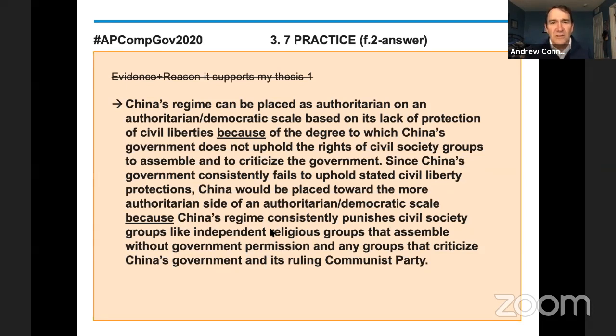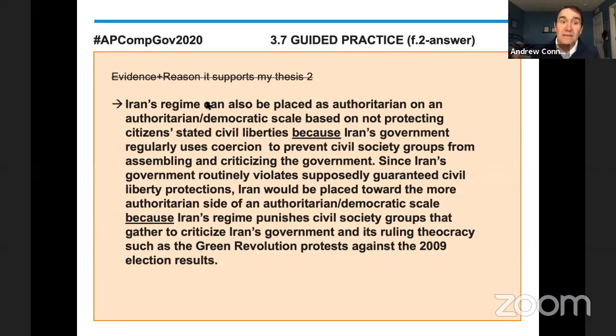And so I use those as country-specific evidence to back up my claim, connecting, just make sure I have civil society in here. Yep, have it in here a couple different times. I have my reasoning, and I'm making sure that my claim is in there. So I'm hitting all 3 points for China. And then I turn to Iran. Iran's regime can also be placed as authoritarian on an authoritarian democratic scale, not being shy about repeating the vocabulary of the prompt, based on not protecting citizens' stated civil liberties, because China's government regularly uses coercion to prevent civil society groups from assembling and criticizing the government. So very similar to China, with some country-specific examples.